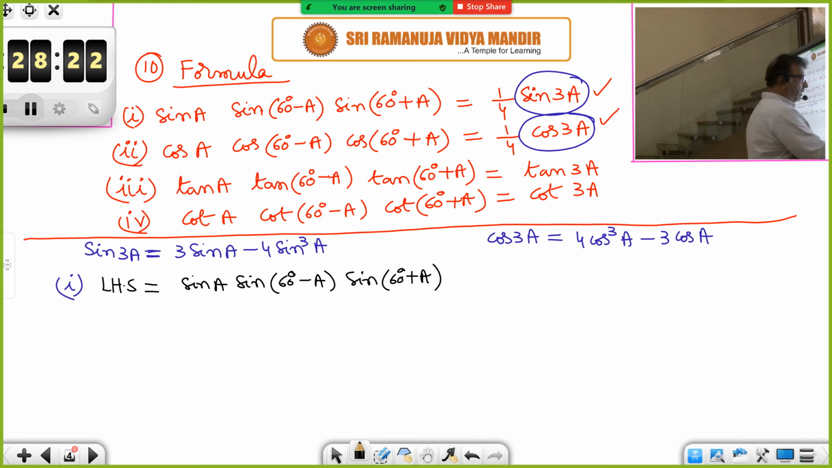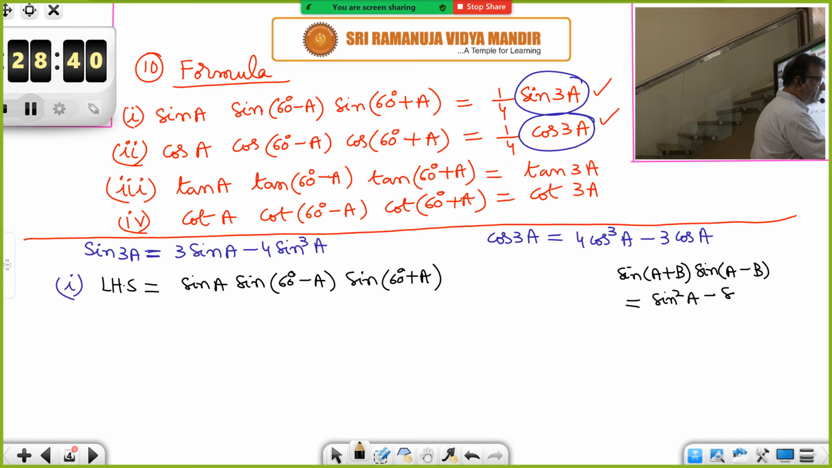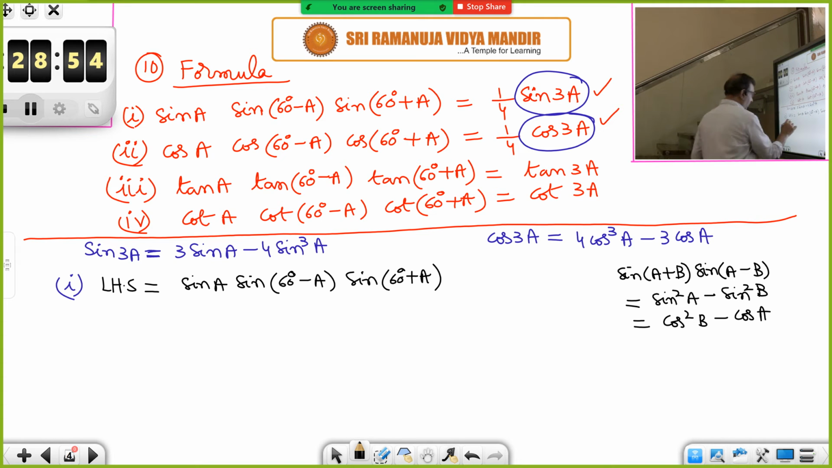Shreyas, do you remember the formula for sin A plus B into sin A minus B? Shreyas, I am asking Shreyas only. Yes, sir. What is the formula? Sin square A minus sin square B. That is the first formula. Any other formula? And cos square B minus cos square A. Correct, very good. These are the correct formulas. So that formula will apply here.